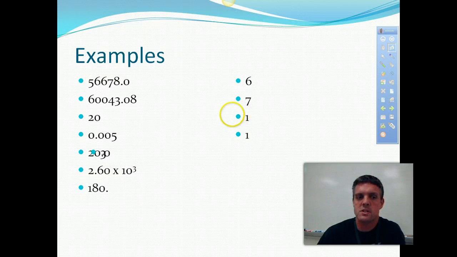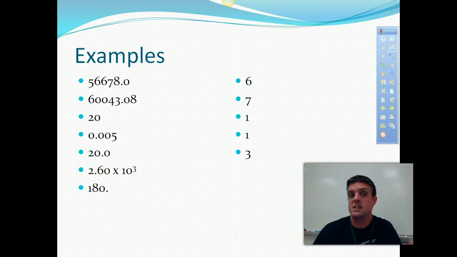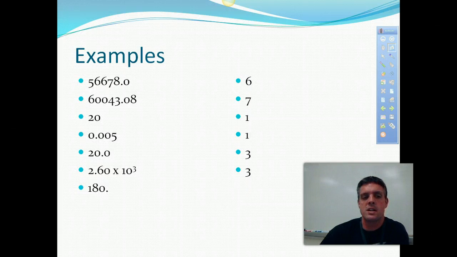Oh, but 20.0 looks a little bit more precise. Looks like I went through the effort of using some sort of measuring device that was a little bit more accurate. Here's that exponent. Don't look at the exponent. Don't look at 10 to the 3rd. Just look at the 2.60. And then finally, 180 with a decimal. We're going to count that 0. It means I've got a fairly precise measuring instrument.